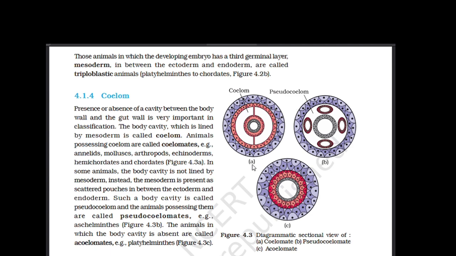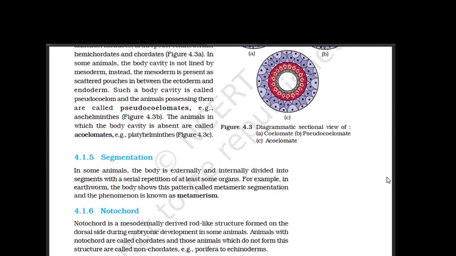Here, figure A is of coelomate animals. Figure B is pseudocoelomate and figure C is acoelomate.